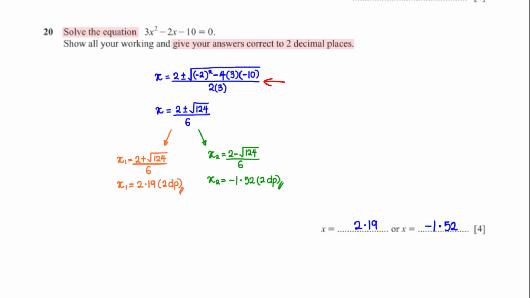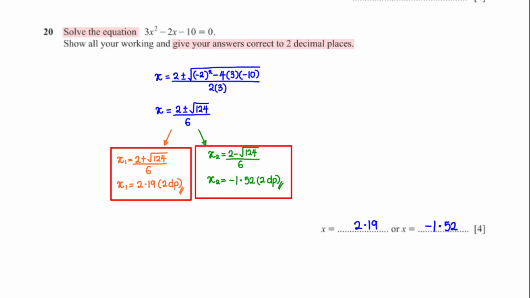The number under the square root, which is negative 2 squared minus 4 times 3 times negative 10, gives us 124. And for the denominator, 2 times 3 gives us 6. And so for the first possible value of x, we have 2.19 rounded to 2 decimal places. And for the second possible value of x, we have negative 1.52 rounded to 2 decimal places.